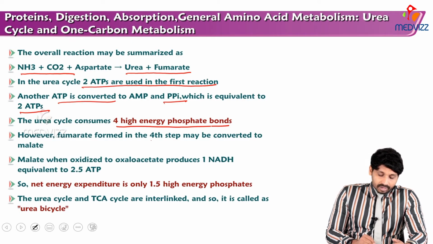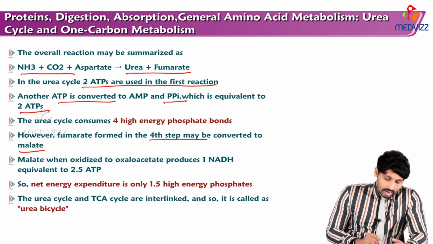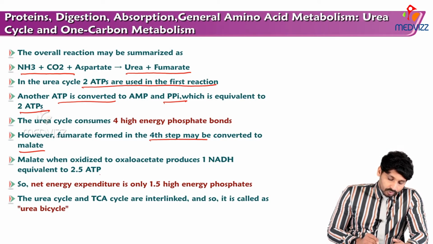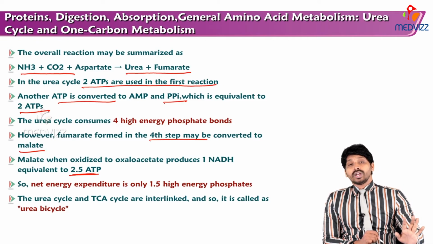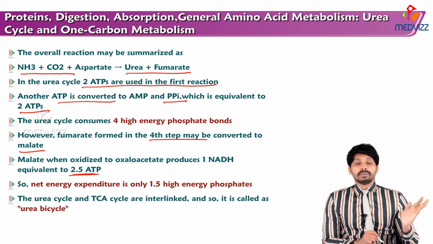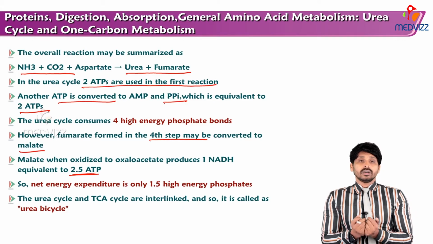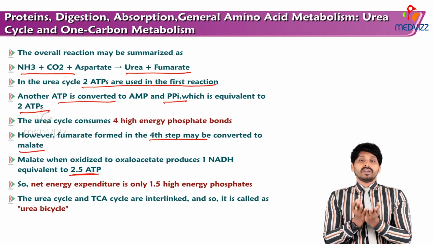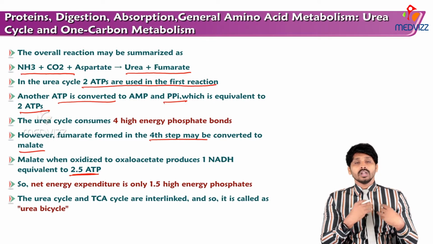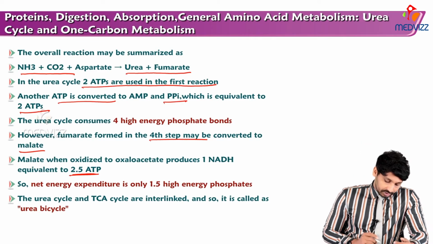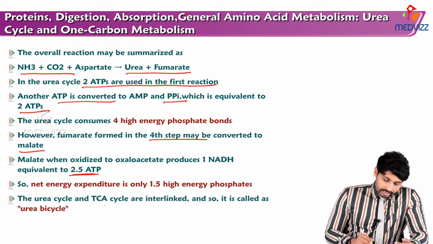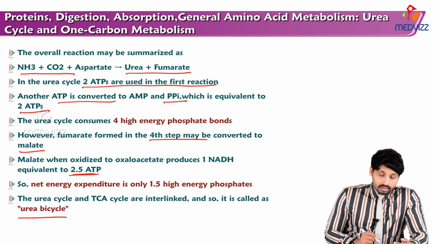However, fumarate formed in the 4th step may be converted to malate, and malate when oxidized to oxaloacetate produces 1 NADH, equal to 2.5 ATPs. So 4 ATPs minus 2.5 ATPs, that means our net investment is 1.5 ATPs that we have invested from our pocket. 2.5 ATPs have been recovered via malate to oxaloacetate formation. The urea cycle and TCA cycle are interlinked, so it is called the urea bicycle.